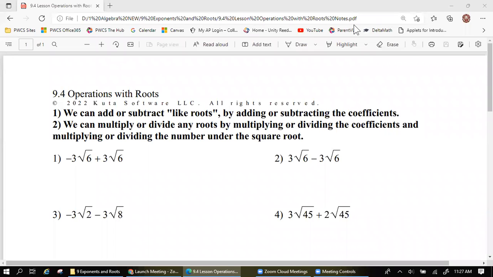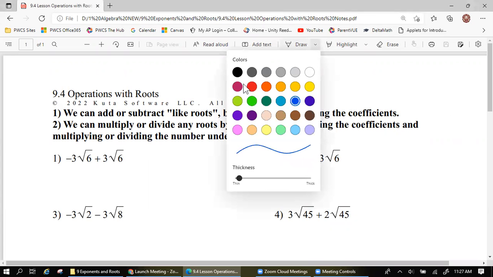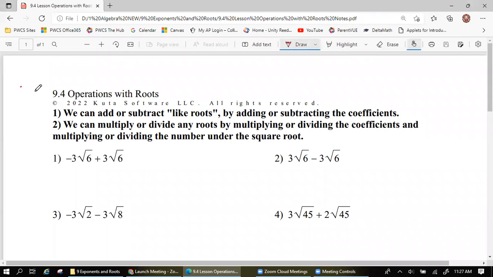Hey all, today we're going to talk more about roots, and we are going to talk about how we can combine and do different operations when we have square roots. So we talked about operations when we have exponents. We talked about simplifying square roots and cube roots, and now we're going to talk about operations with these roots. And so the first thing we'll start with is adding and subtracting.